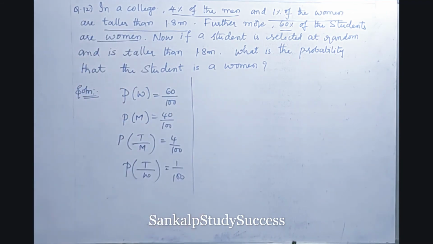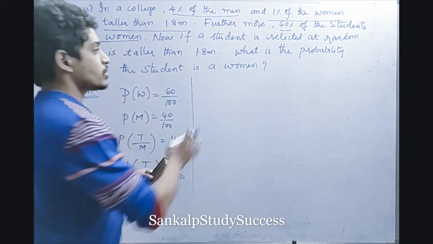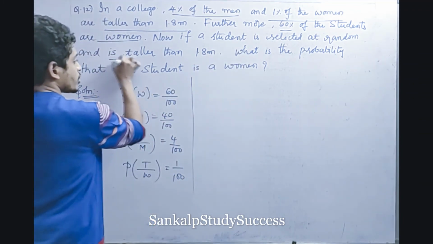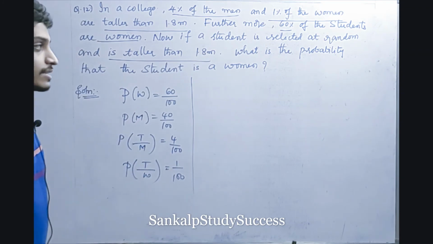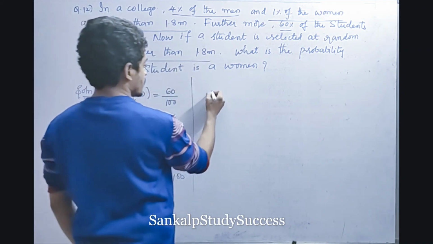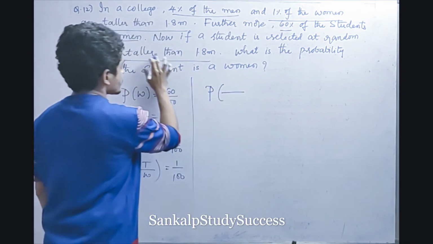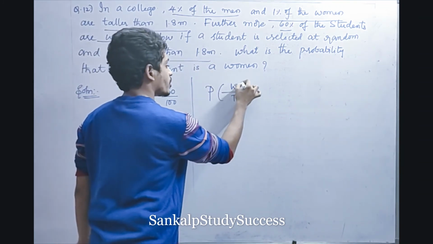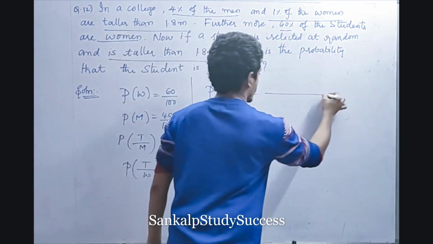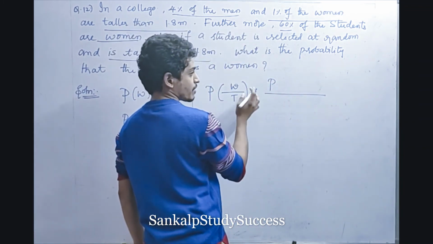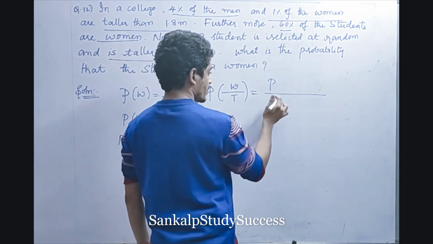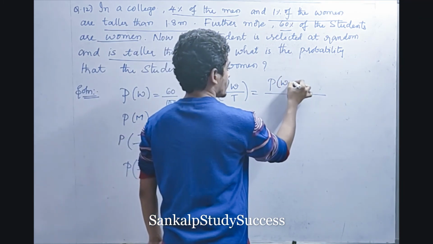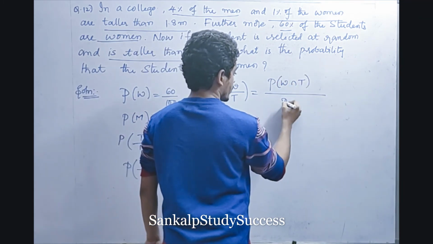What he has asked: a student is selected at random, and the student is noted to be taller than 1.8 meters. Find the probability that the student is a woman. Now, what is the known event here? The student is tall, and that student should be a woman. What is the probability? See, P of A by B is P of A intersection B by P of B. So P of W intersection T divided by P of T.